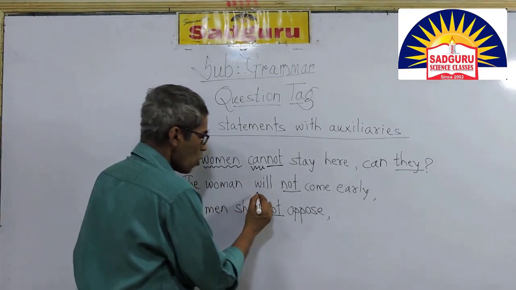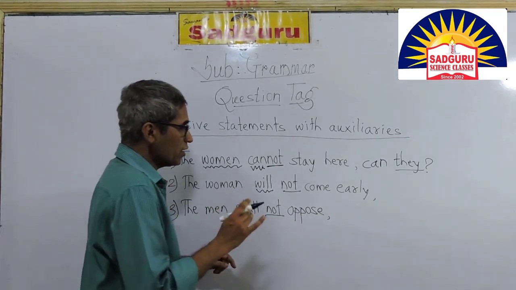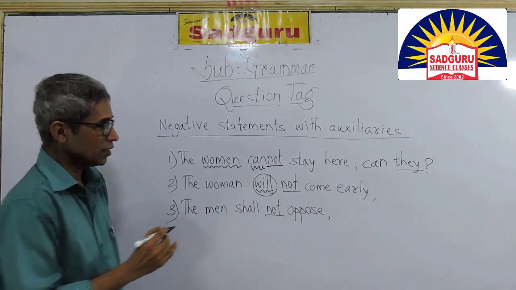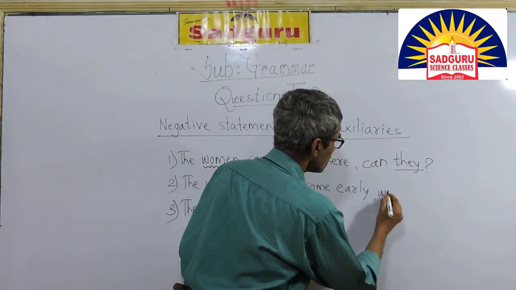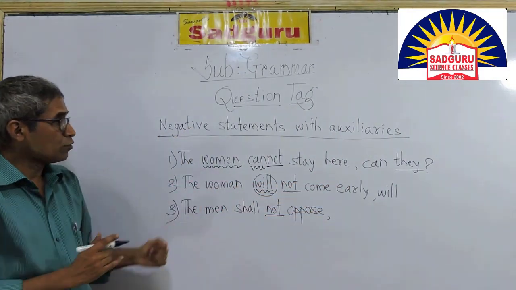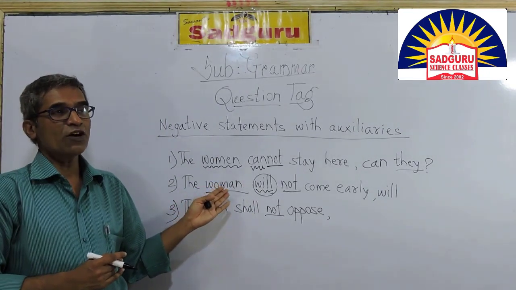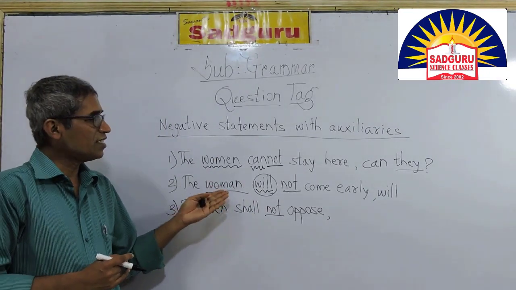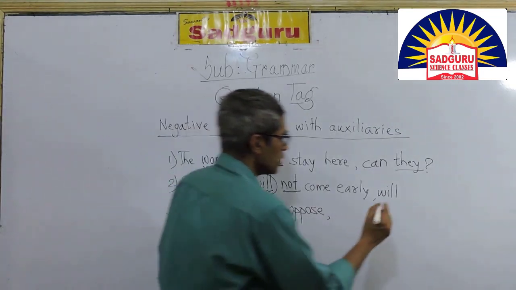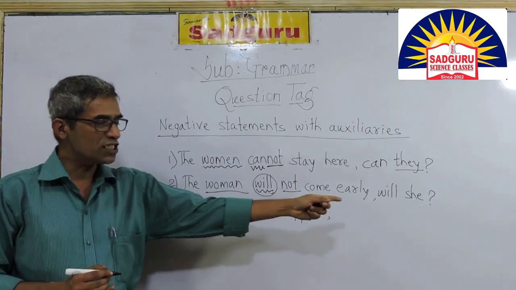The auxiliary is will. And when you add will, it is the first part, auxiliary you have taken. Now you have to take the pronoun. Here again the subject is a noun, but you can easily convert it into a pronoun. Woman is one, so the pronoun is she. So the question tag is, will she?